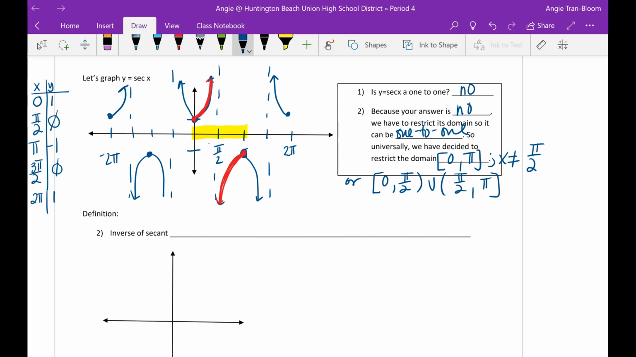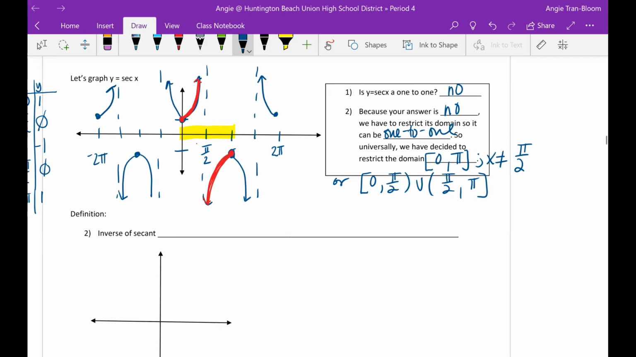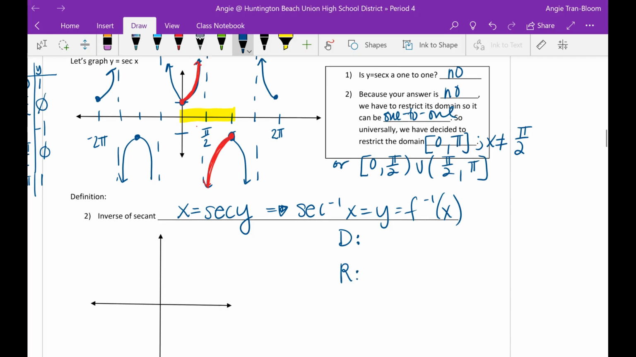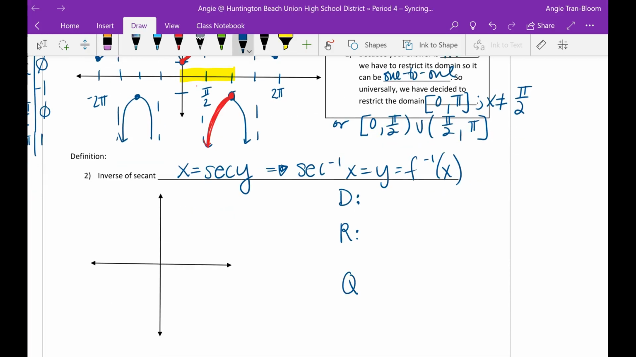So let's define the inverse of secant. For the inverse of secant, we start by switching X and Y. So X equals secant of Y. By definition, I have to solve for Y, so now I'm going to compose both sides by secant inverse. That means secant inverse of X equals Y, and the notation for inverse is F to the negative 1 power. We are now going to state the domain and range of secant inverse, and then we're going to talk about the quadrants.